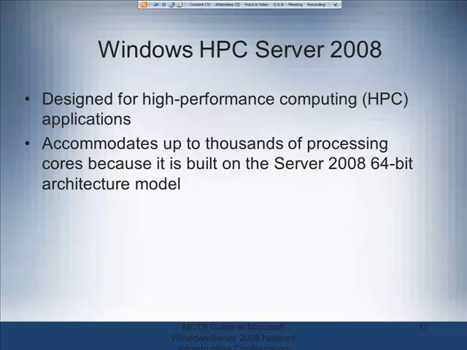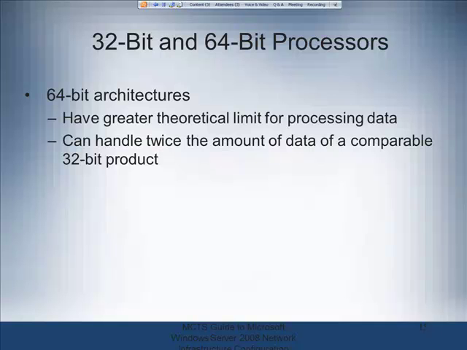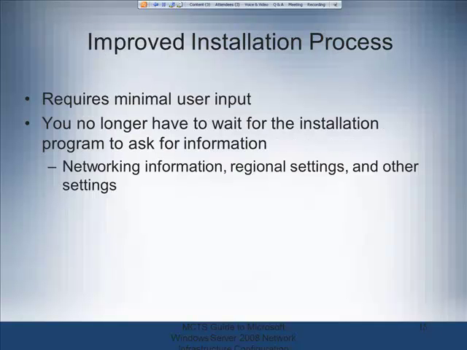The high performance computing edition has thousands of processing cores because it's built on the Server 2008 64-bit architecture model, 32-bit, 64-bit. Big difference. Speed, obviously, because of the number of channels that we're using to talk to the processor. The other one is memory management, the amount of memory that you can manage in each of these. Improved installation process, minimal user input. And this one is kind of handy because it doesn't really ask you for most of the questions until you get to the end, does it?